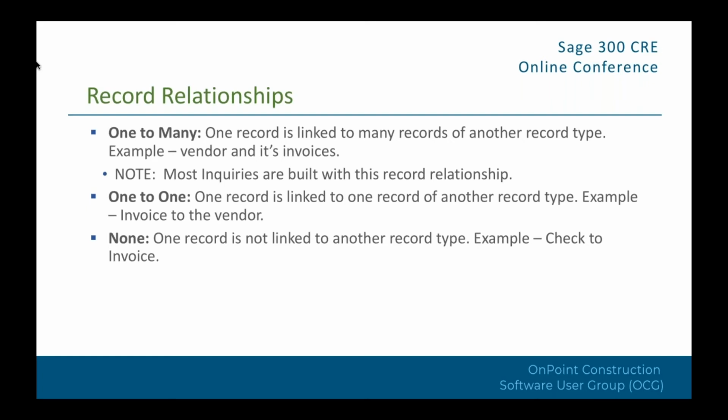There's also a one-to-one, like an invoice to a vendor. So that invoice would not belong to another vendor also. It's very specific. That association is just one time. And then there's none, and that is check to an invoice.